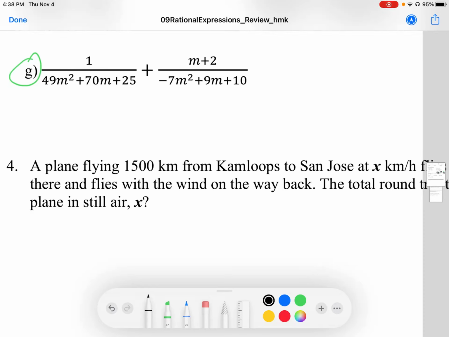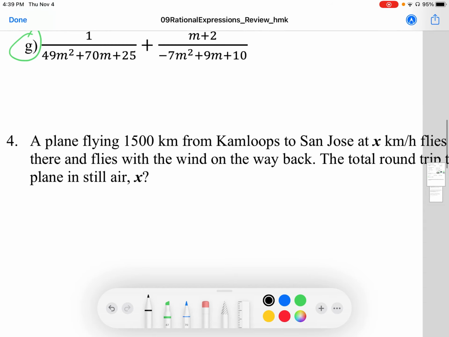In question G, we're going to add these fractions. So we need to, again, first factor the denominators. We can see what the denominators are to state our restrictions and also to get a common denominator. Now, I can see that 49, 70, and 25 form a perfect square.